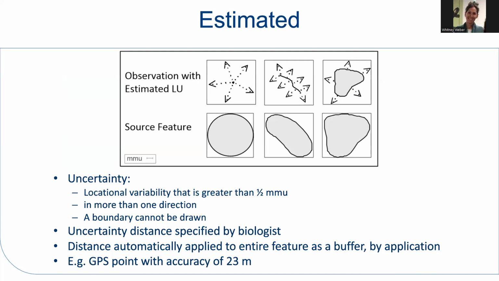The distance in this case is going to automatically be applied to the entire feature as a buffer. And the application will do that. So what you do is you map either the original point, line, or polygon, and then Biotics will automatically buffer that pre-source feature by the given locational accuracy distance, locational uncertainty distance, and buffer the feature for you.